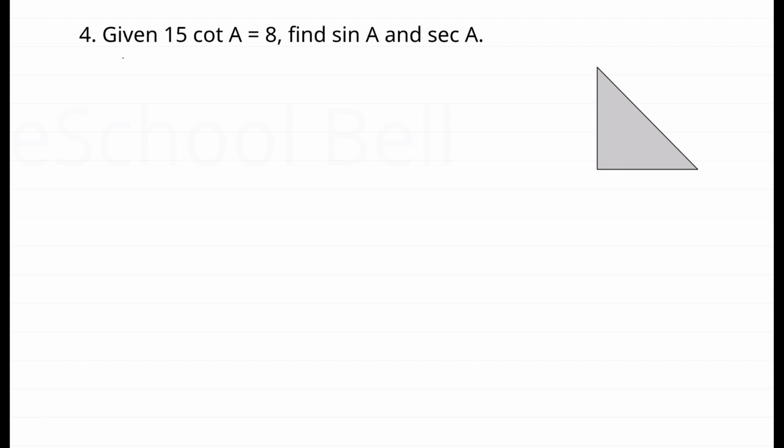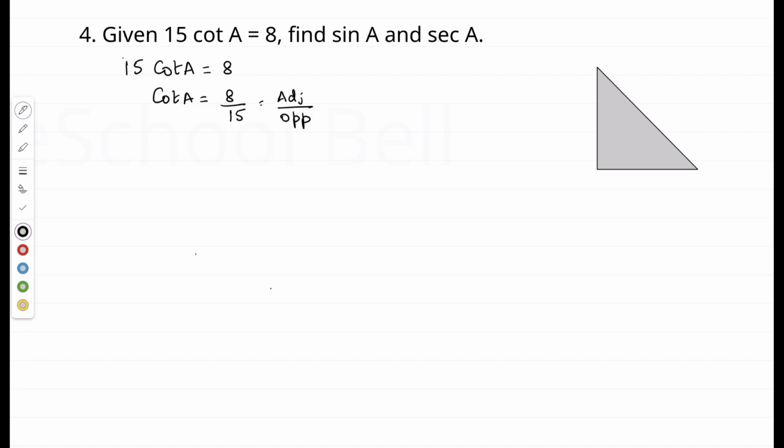This is a right angle triangle. So it is given 15 cot A is equal to 8. Therefore, cot A will be equal to 8 by 15. Cot A is basically adjacent by opposite. Adjacent by opposite.